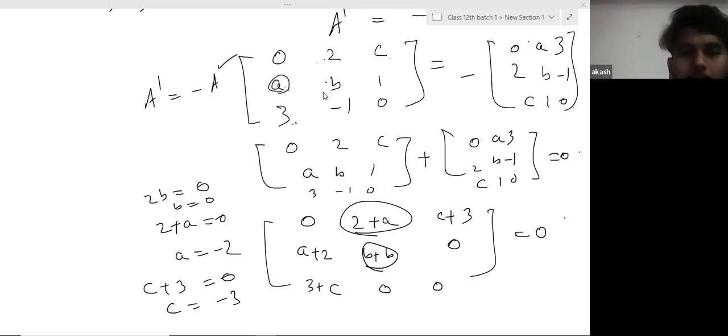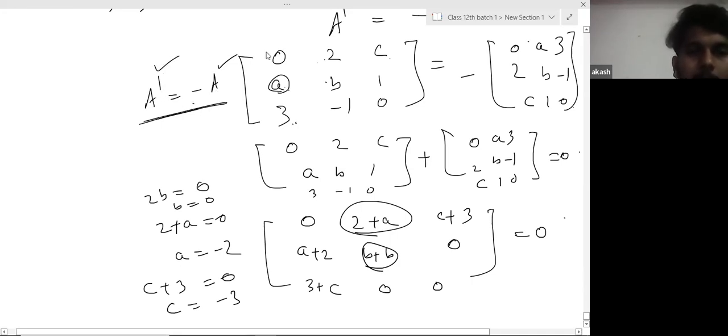Just solve this equation. A transpose is equal to negative of A. You have A matrix, find the transpose. Transpose will be this: 0, 2, C, A, B, 1, 3, minus 1, 0. Is this clear, Shikani? This step. First thing is to find A transpose. This is clear, Shikani? All right. Now this must be equal to negative of A because this is a skew symmetric matrix.